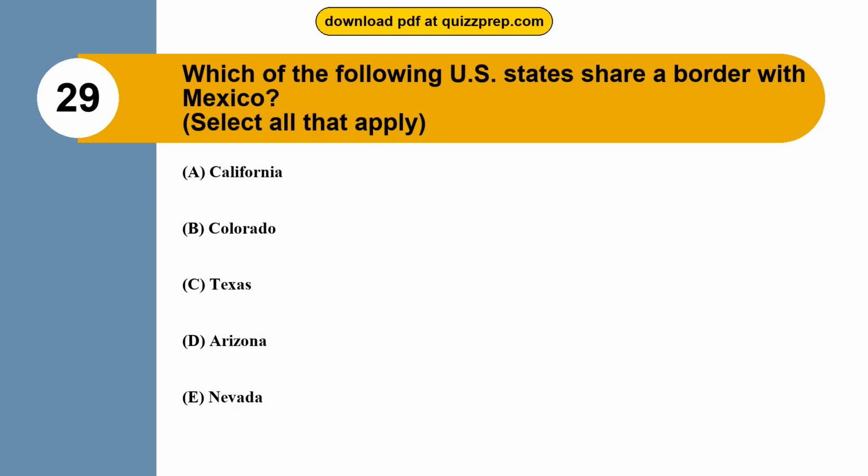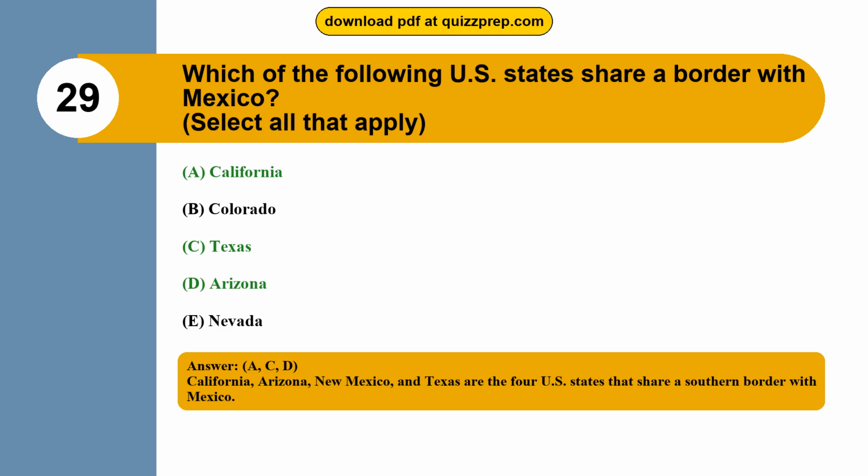Question 29. Which of the following U.S. states share a border with Mexico? Option A. California. Option B. Colorado. Option C. Texas. Option D. Arizona. Option E. Nevada. The correct answers are options A and C and D. California, Texas, Arizona. California, Arizona, New Mexico, and Texas are the 4 U.S. states that share a southern border with Mexico.